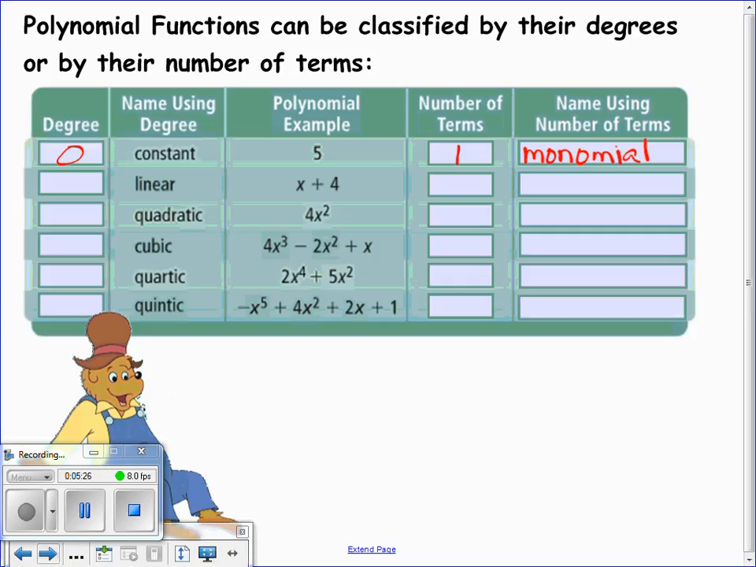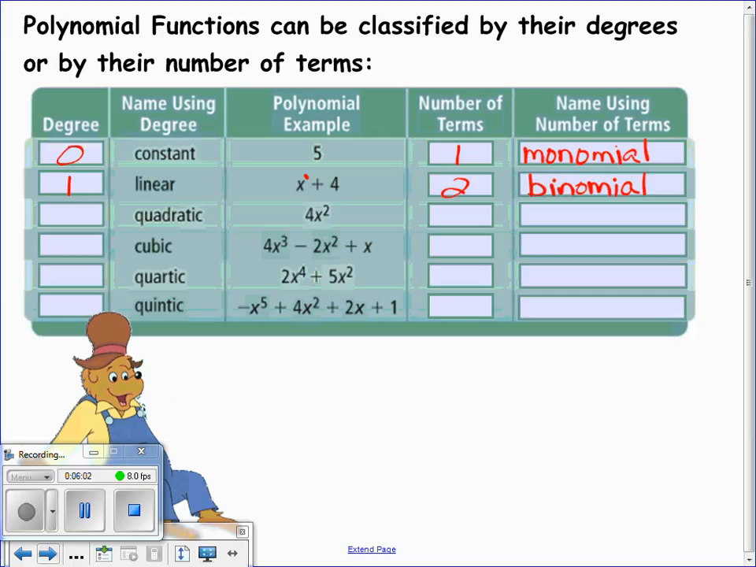All right, so next example, x plus 4. Notice this is x to what degree? X to the first. We call something with just a plain x to the first linear. You deal a lot in Algebra 1 with linear things. The degree is 1. It is linear. How many terms does this one have? 2. It's got 2 terms. What do you call something with 2 terms? Binomial.